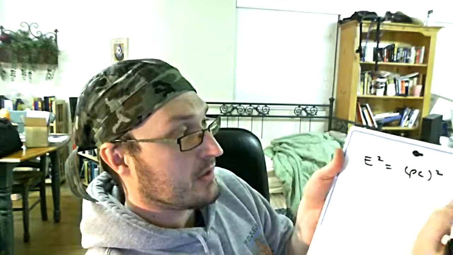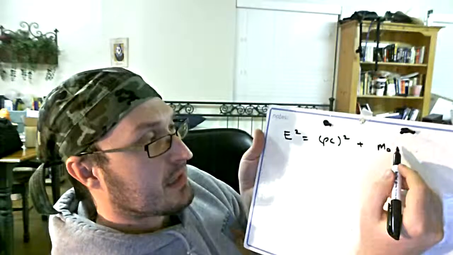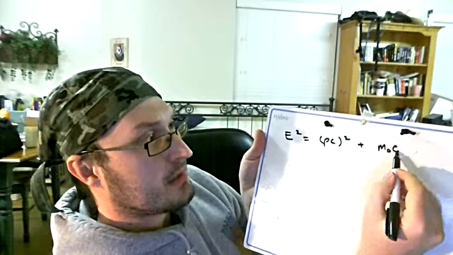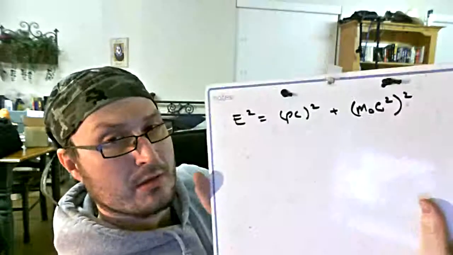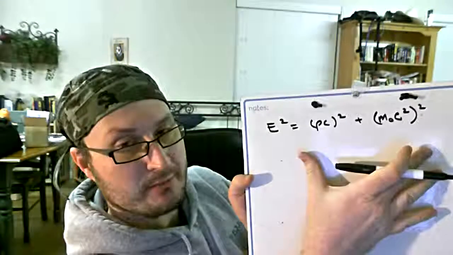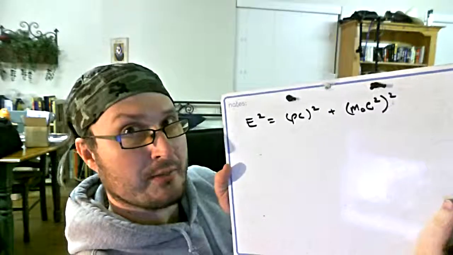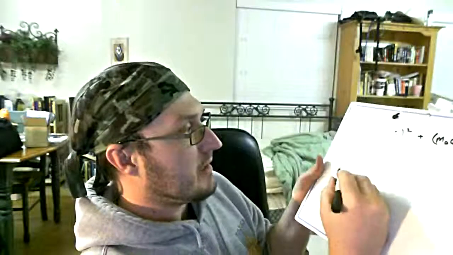The total relativistic energy, E squared, equals (PC) squared, where P is the momentum and C is of course the speed of light, plus the rest mass, m naught, C squared, quantity squared. So that's the relativistic energy equation. That one should pop into your head really quickly when you're doing relativity problems, because they use that a lot in the physics GRE.